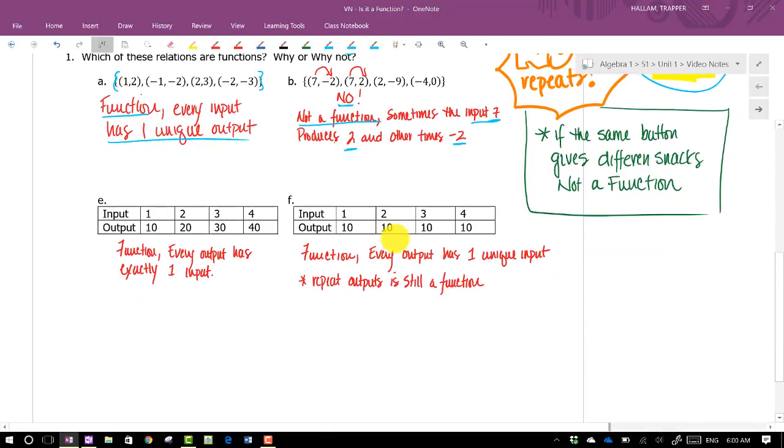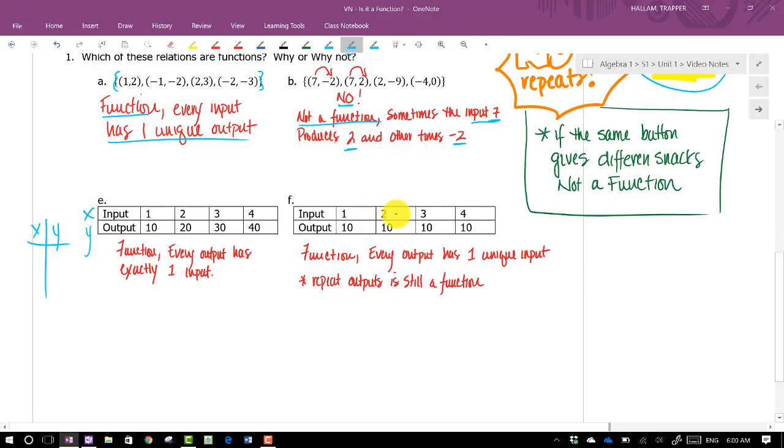So here's two more examples. As you can see, I press 1, I get 10. I press 2, I get 20. I press 3, I get 30. I press 4, I get 40. All right, inputs being x values, y's being outputs. And this is just a horizontal table versus a vertical table. Exact same operation, just one sideways.